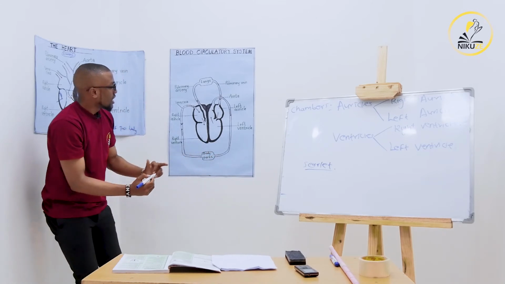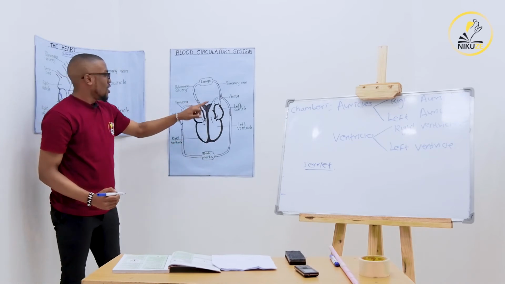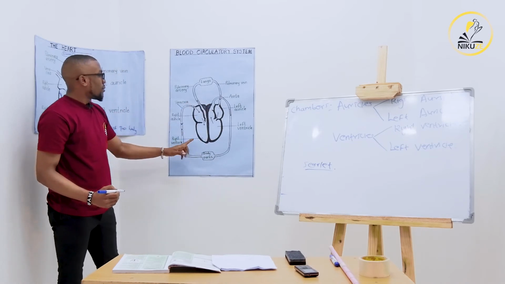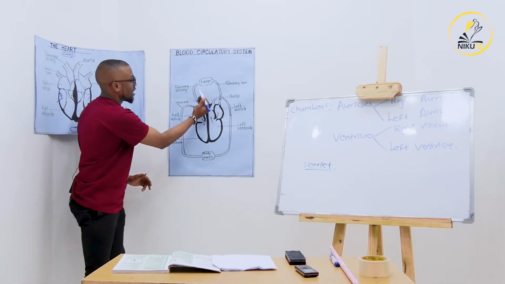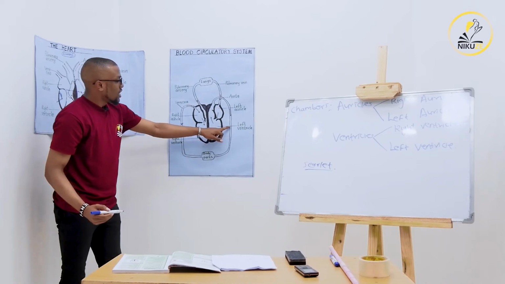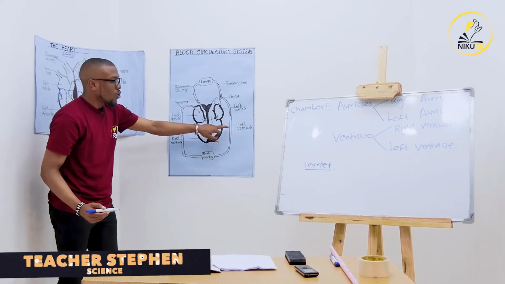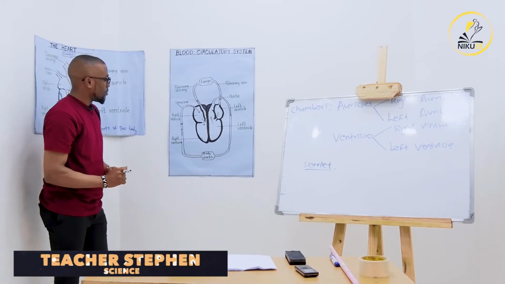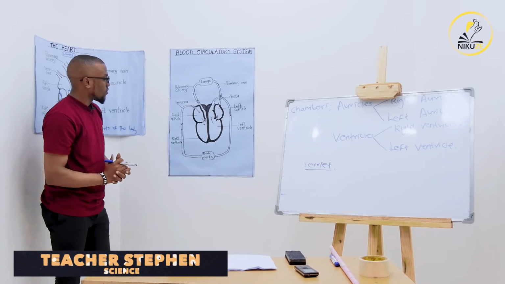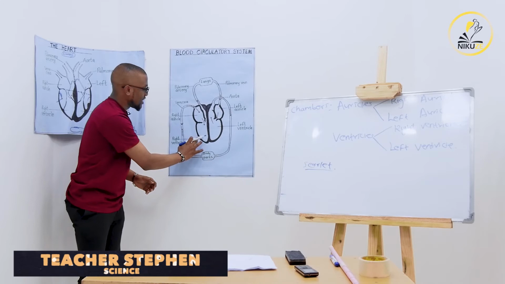This is because the left ventricle pumps the blood to all parts of the body, while the right ventricle only pumps blood to a shorter distance, that is from this part to the lungs. But now the left ventricle has got thicker walls because it pumps blood to all parts of the body. Is that okay? So make sure that you take note of that. That's why it is thicker than the right ventricle.